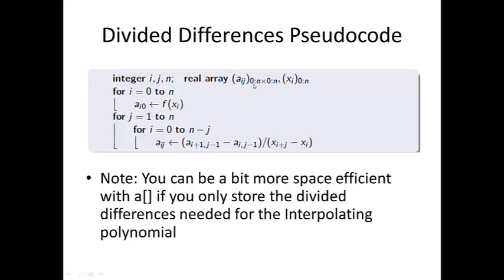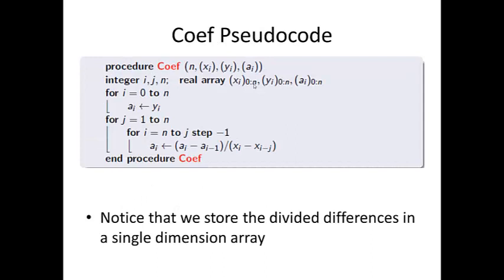We can be a bit more space efficient with a if you only store the divided differences needed for the interpolating polynomial and do that in a single dimensional array, which will provide the same calculations but with less space. We'll see this forms the basis of one of our two main routines for solving these interpolation problems called Coef. So here's the Coef pseudocode, and again it's going to use that single dimensional array. It's a little more detailed and tricky than the straightforward calculation with the n by n array.